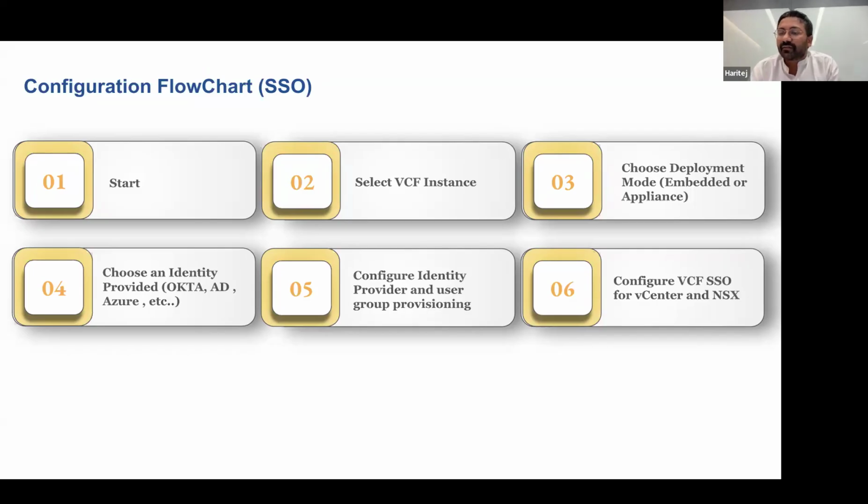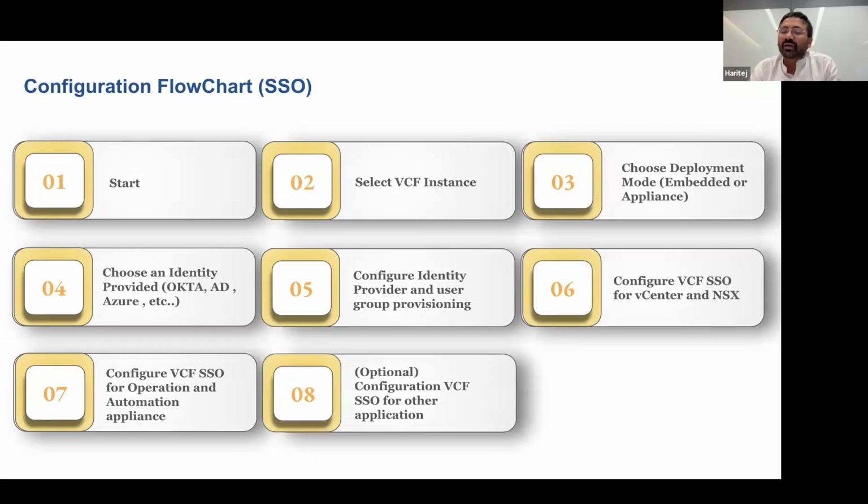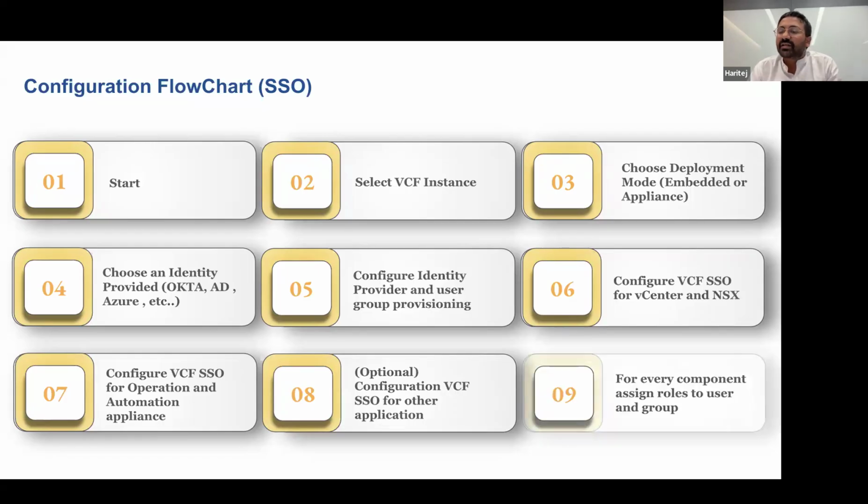Once you configure vCenter and NSX with the VCF SSO, then you can select the VCF SSO configuration on your VCF operations and VCF automation appliance. Again, this is also optional. You can choose to configure or you can skip configuring this. And optionally, you can also configure on other VCF components like operations HCX or VCF operations for logs, etc. Once this is done, you would need to log into individual components to perform the role assignment.